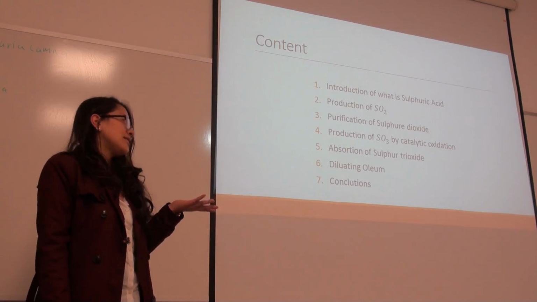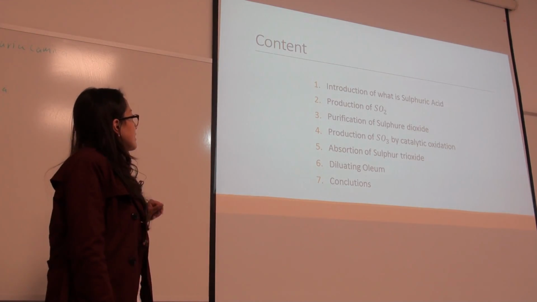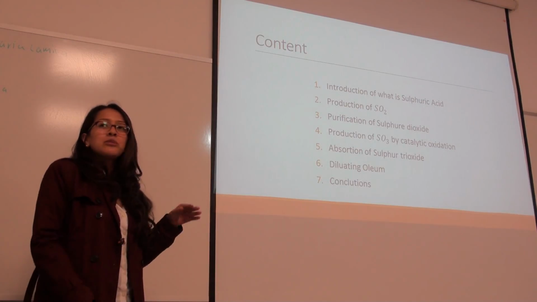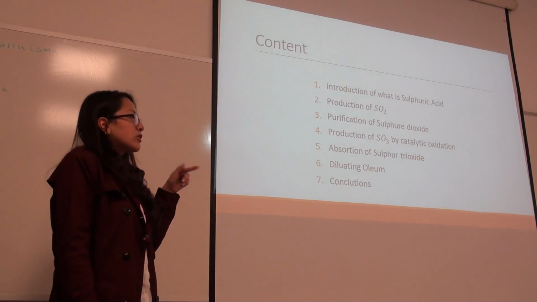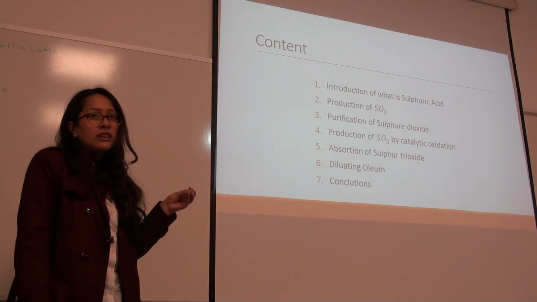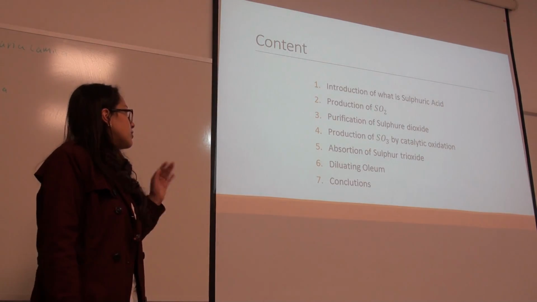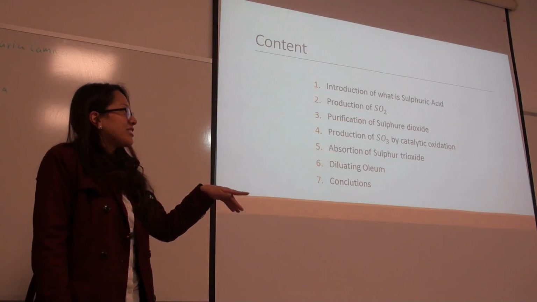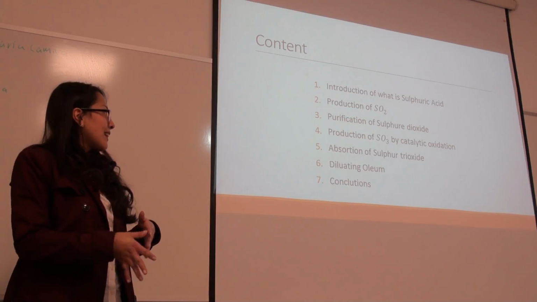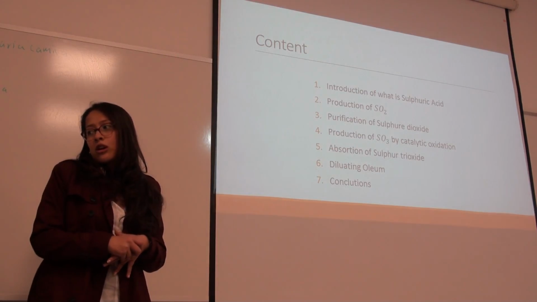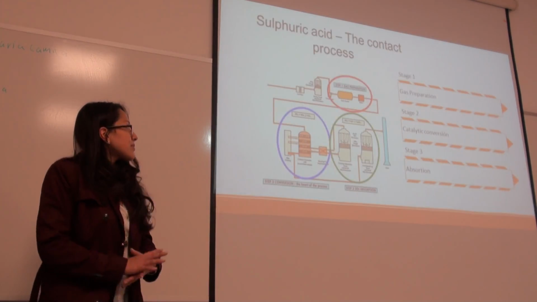What is sulfuric acid and its importance. Then we're going to mention the steps in the process. First of all is the production of sulfur dioxide, then the purification of the sulfur dioxide, then the production of sulfur trioxide, the absorption, and the advanced derivative production process.